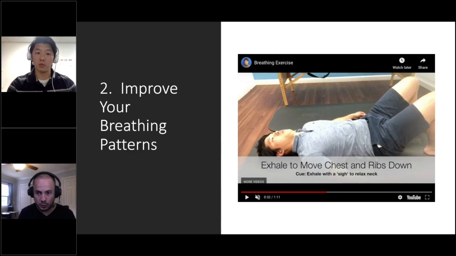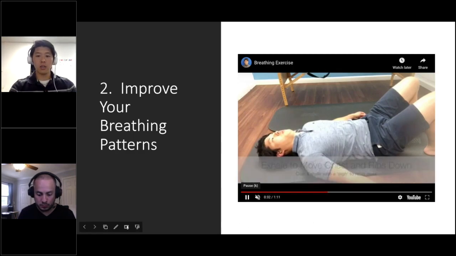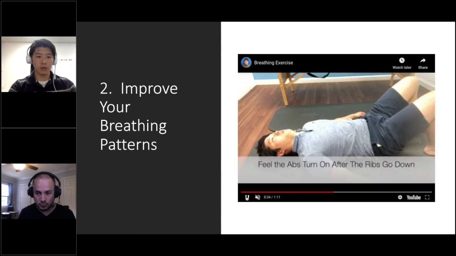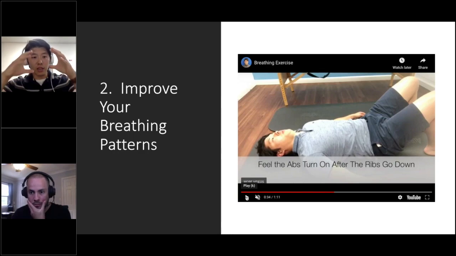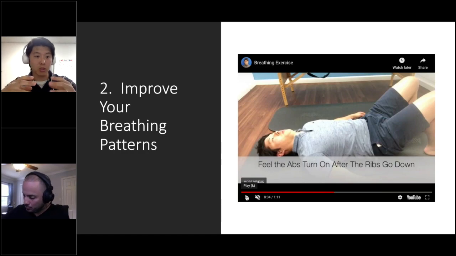That is a good start. There's more to it, but this is the start for you guys, right? And then once you feel all the way out, once the rib starts to go down, that's when you can start feeling the abs turn on. But most of us, when you breathe out, the ab turns on like this. Instead, you need to feel the ribs go down and then the stomach or abs turn on.